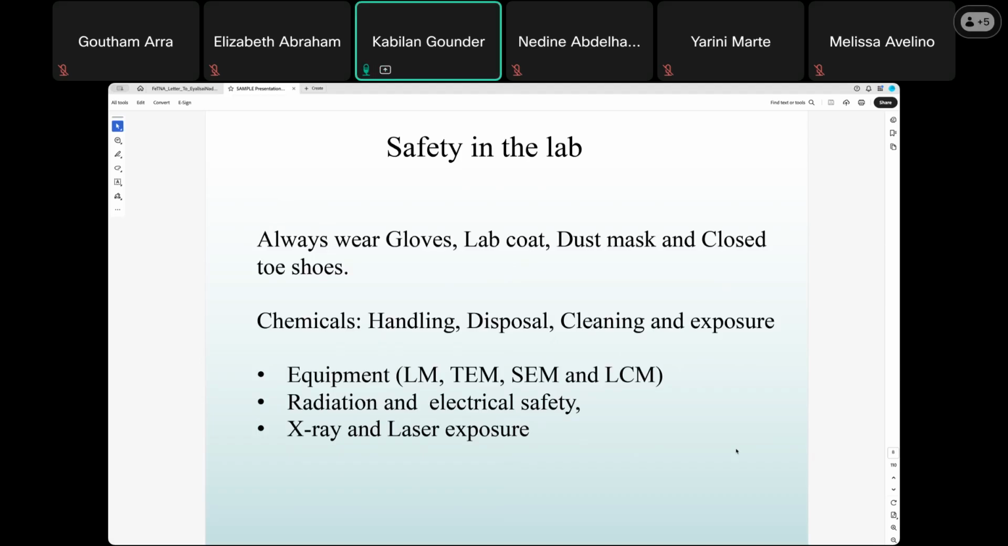So here, we are dealing with different chemicals and different instruments. That is light microscopy, fluorescence microscopy, laser capture microdissection, electron microscopes. All equipment has high electricity consumption, so we have to make sure you are protected from accidental exposure or shock. Also, laser capture microdissection has a laser. It is mild, but still, we have to make sure to protect yourself.